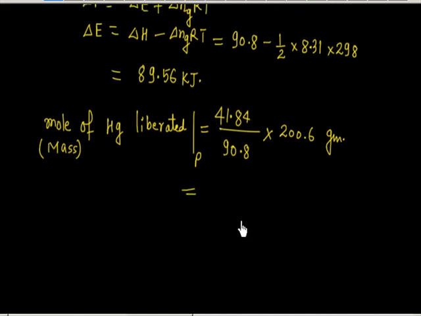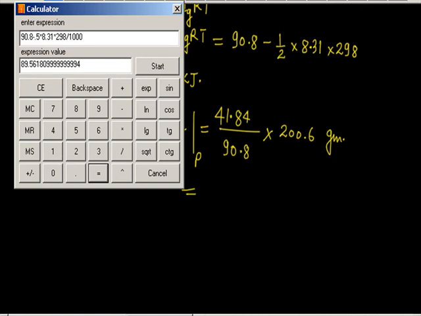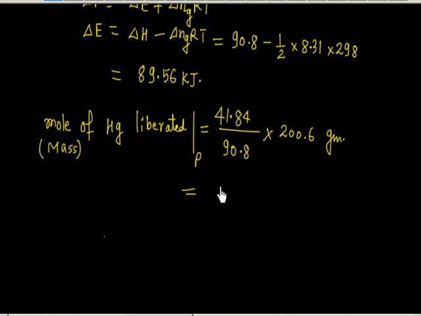So let us check this value. 41.84 divided by 90.8, and this multiplied by 200.6. So this value comes out to be 92.43. So this is 92.43 gram.